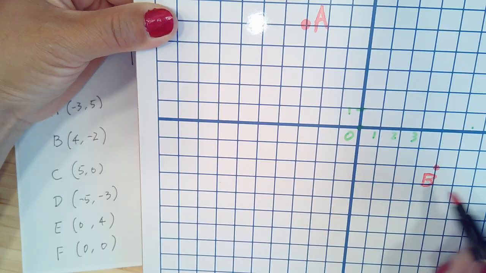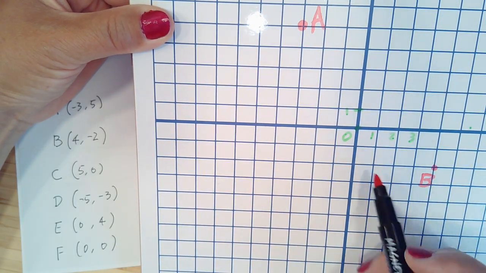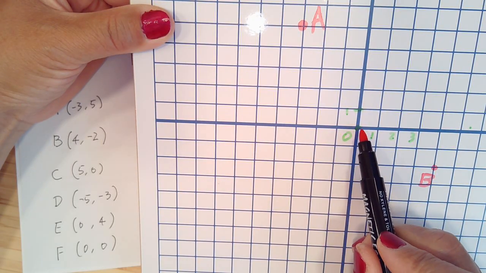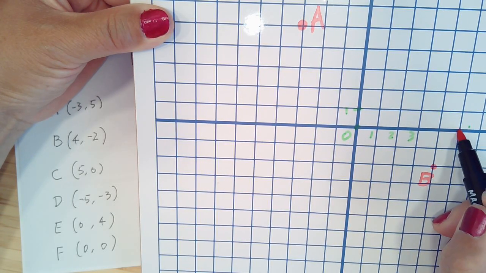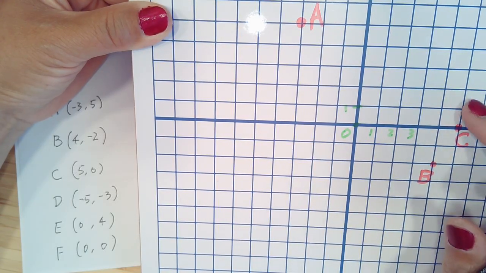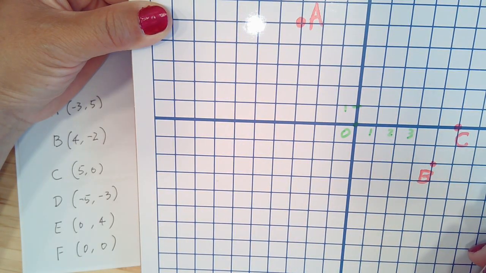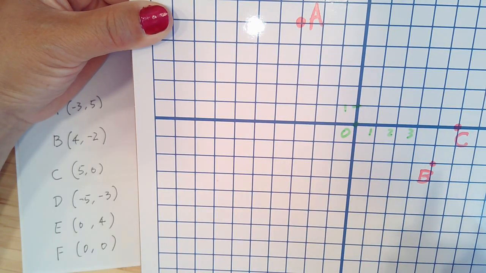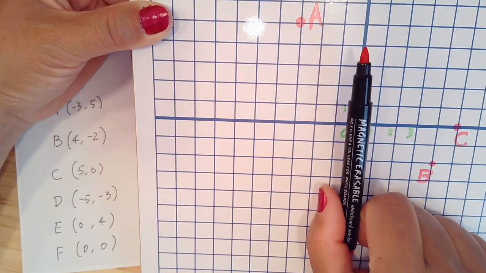And then the next point is C. C is (5, 0). So the x-coordinate is 1, 2, 3, 4, 5, and the y-coordinate is 0. That means it's not going up or down, it just stays on the x-axis. So that is C. I want you to see that for all points on the x-axis, their y-coordinate is always 0. Similarly, for all points on the y-axis, their x-coordinate should be 0.